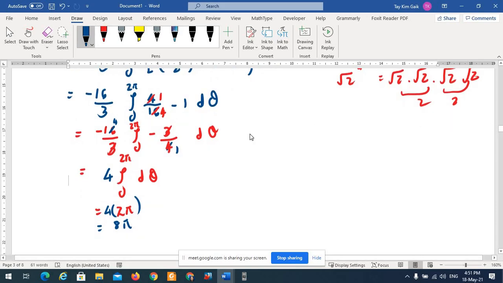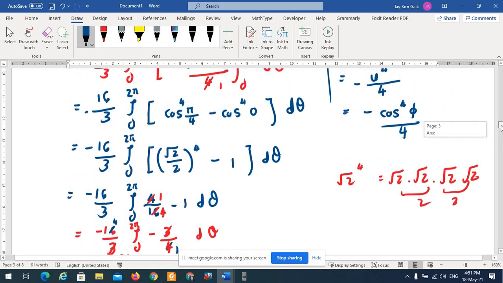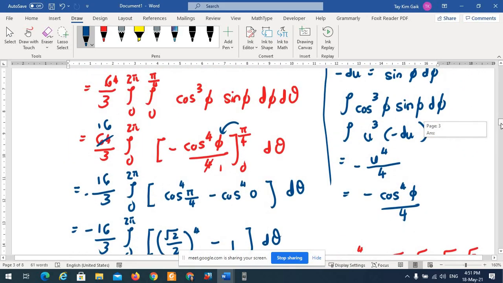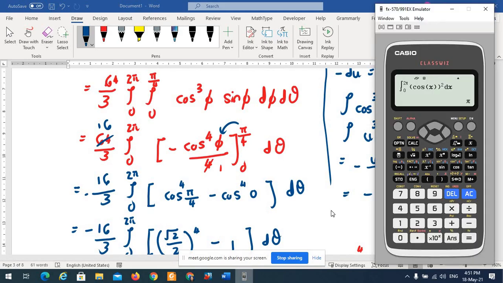Because simplify here, negative 16 over 3 times negative 3 over 4, negative times negative is positive, so 4. Lastly, the integral of 1 d theta is 2 pi, so the answer is 2 pi. So this one is using the manual method. If we use a calculator, I think it is much faster.